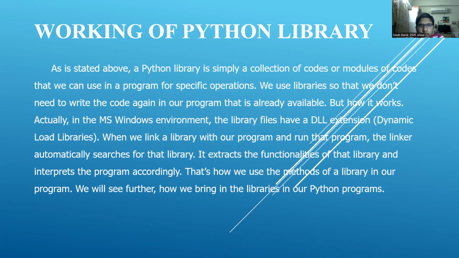Actually, in the MS Windows environment, the library files have a DLL extension, also known as dynamic load libraries. When we link a library with our program and run that program, the linker automatically searches for that library. It extracts the functions of that library and interprets the program accordingly. That's how we use the methods of a library in our program. We will see further how we bring in the libraries in our Python programs.